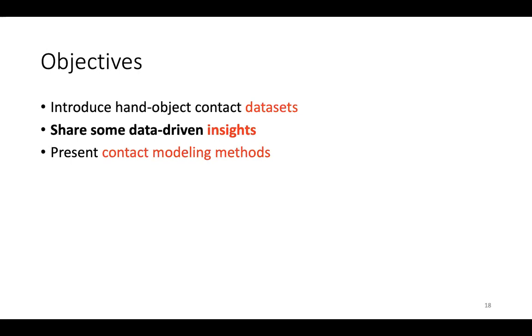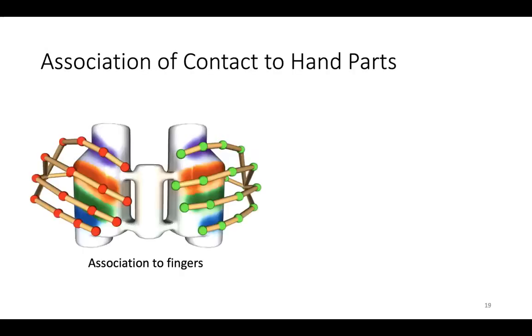First, I want to show some data mining insights from all this data. One thing we can do is associate contacted regions with the part of the hand that was responsible for contact. I'm not going to go into detail here, but basically you treat the hand as piecewise linear, like a skeleton. Then you can compute distances from the points on the object surface to the various line segments and select the line segment that is closest.